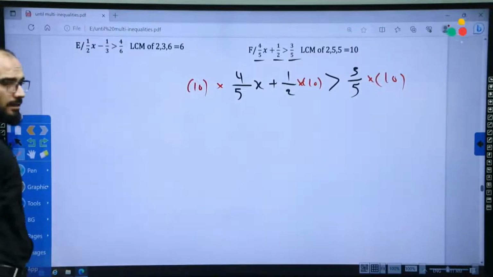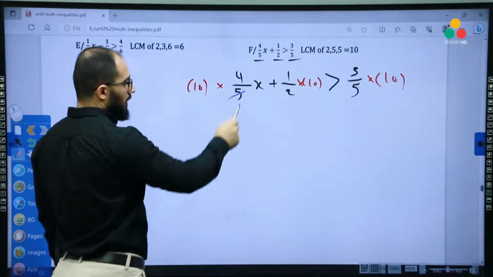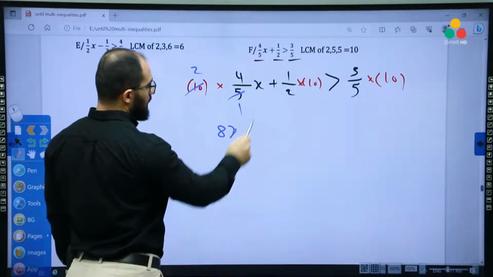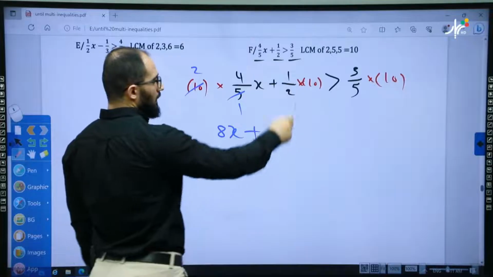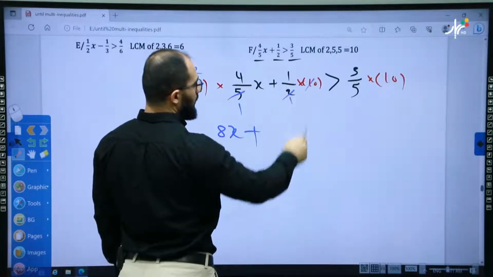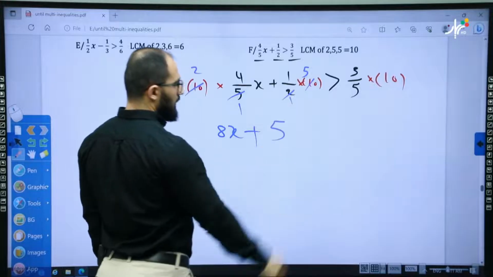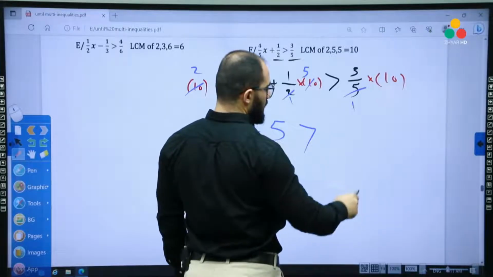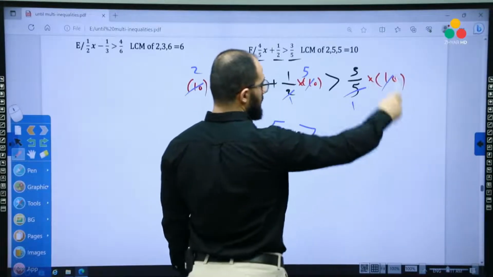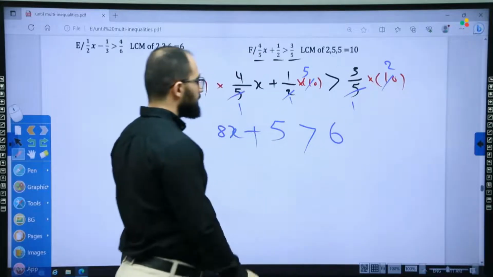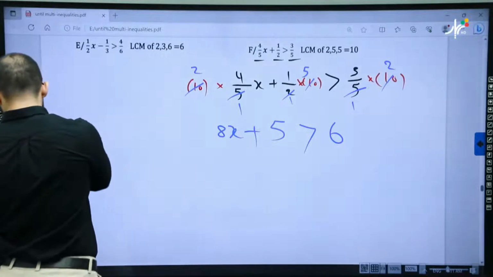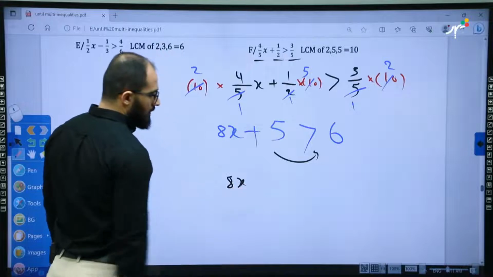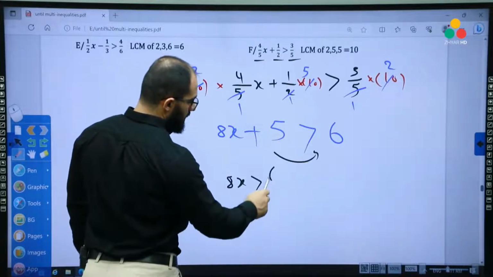So next step, let's simplify it. 5 divided by 5 is 1, 10 divided by 5 is 2. So we have 2 times 4 is 8x, plus 2 divided by 2 is 1, 10 divided by 2 is 5. 5 times 1 is 5. Greater than 5 divided by 5 is 1, 10 divided by 5 is 2. 2 times 3 is 6. Okay, so again we have a multi-step inequality. Move it to the other side. 8x is greater than 6.